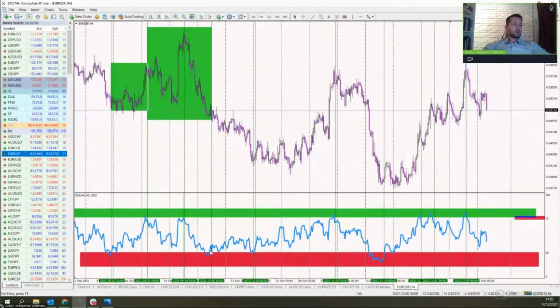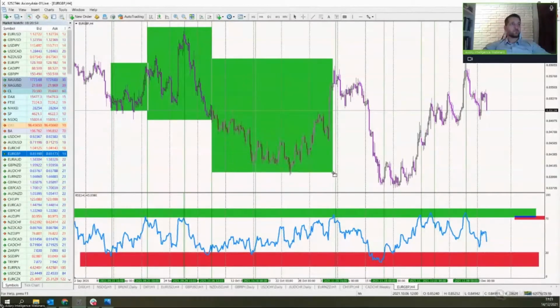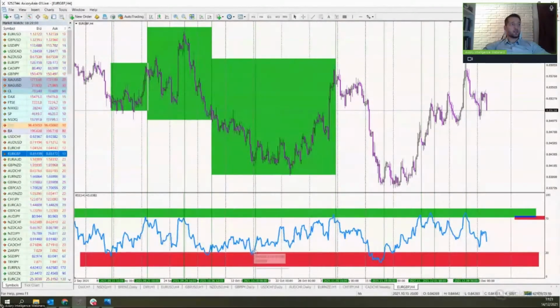And here you buy, here you buy, here you buy again, and you close it here. So here you are buying, here you are buying, and you're closing it here. That's profit again. Yes, because you bought here because of this, then you bought again here because of this, and then you close it here because there is a sell signal here.